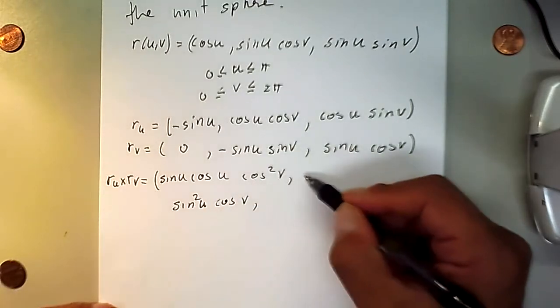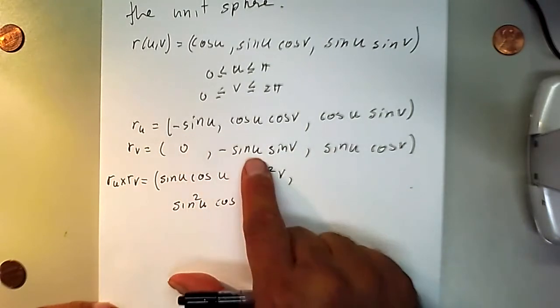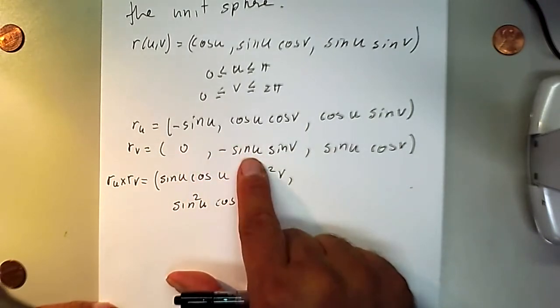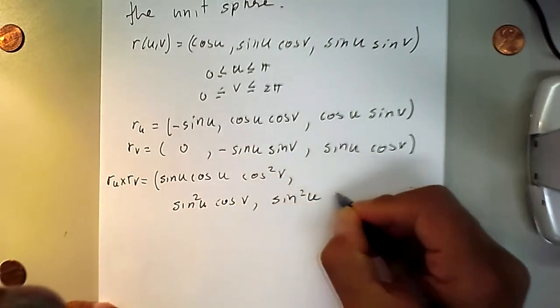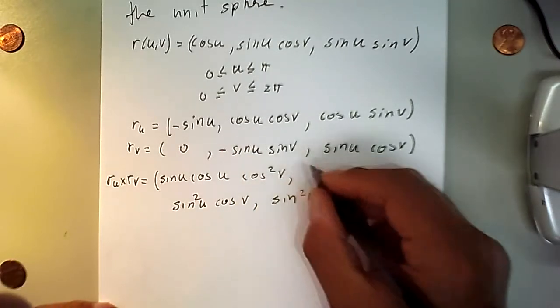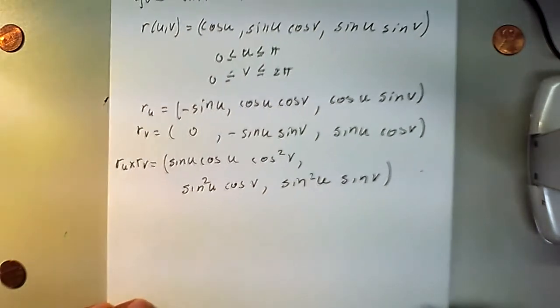Okay, I guess we can put two components on the next line. And then multiply those two, and we're going to have sine squared of u, and then sine of v. Okay, so that is the cross product.